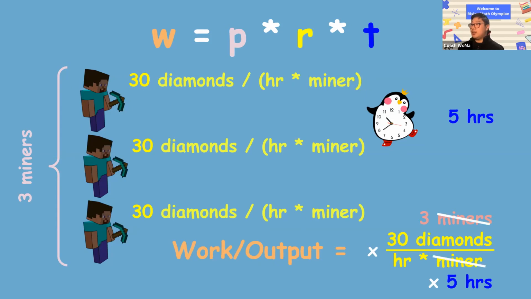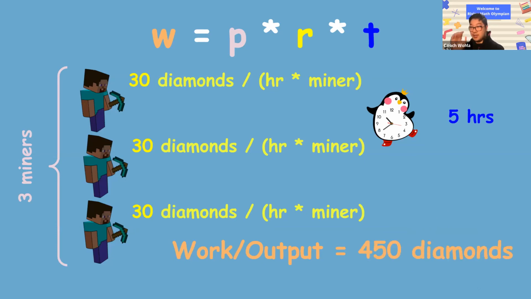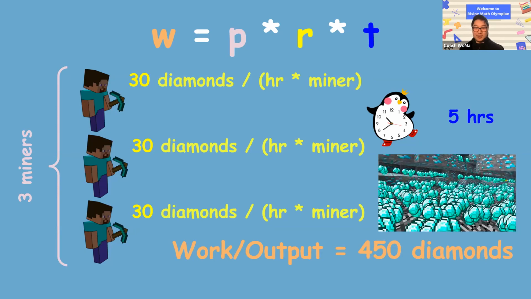And so you'll see that if you multiply them together, the miner unit cancels, the hour unit cancels, and you just have the diamonds left. Also the numbers that you multiply. And so you'll have 450 diamonds in this example. So now you know how to win at Minecraft. So that's what the work formula generally is. Does anyone have any questions?